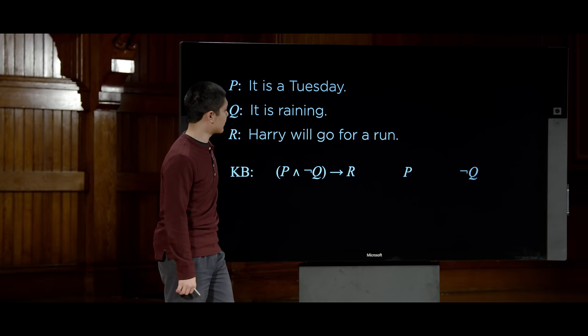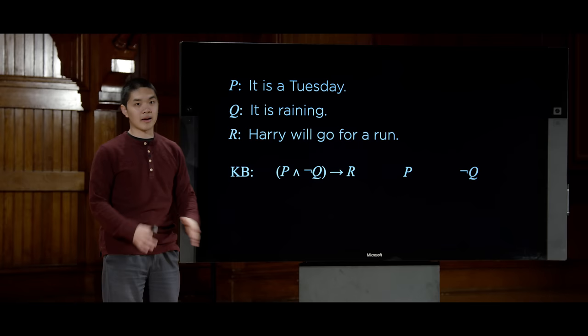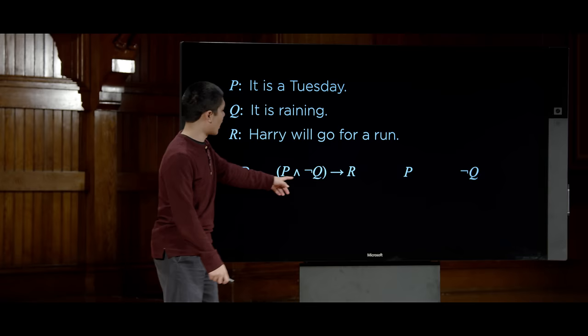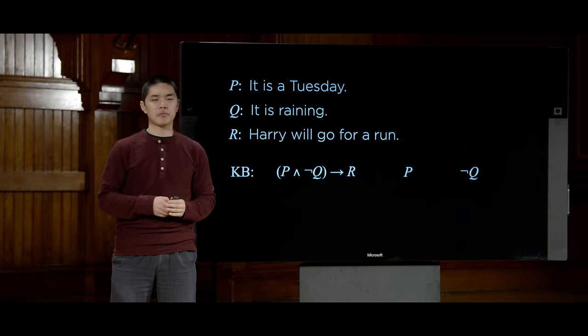And we also have the information not Q, that it is not raining, that this sentence Q, it is raining, happens to be false. And those are the three sentences that we have access to. P and not Q implies R, P, and not Q. Using that information, we should be able to draw some inferences.